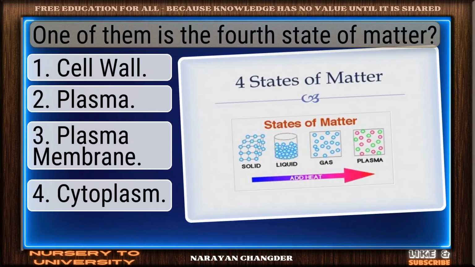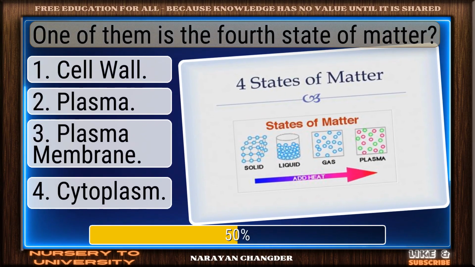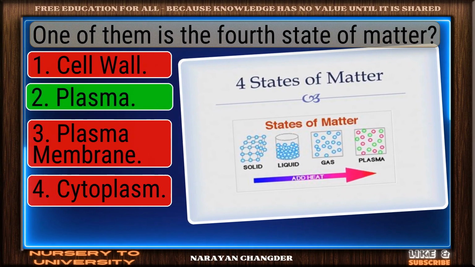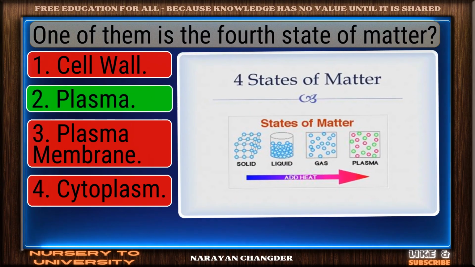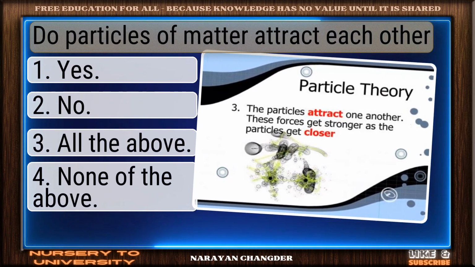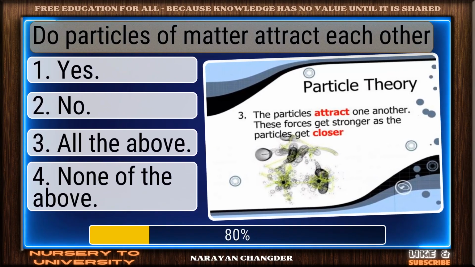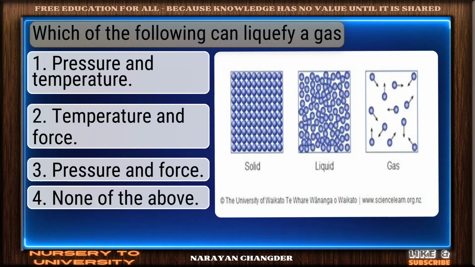Question number 73. One of them is the fourth state of matter. Nice selection. Plasma is the correct and valid answer. Question number 74. Do particles of matter attract each other? Right choice. Yes is the best answer.